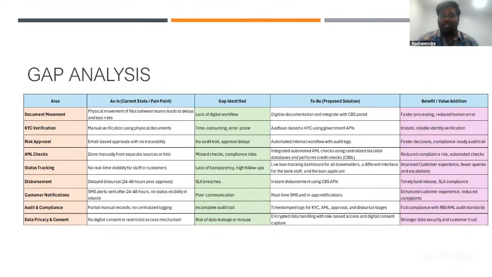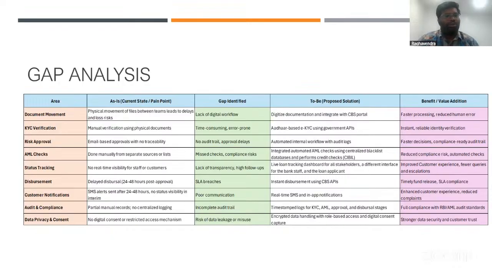And customer notification, I just mentioned there are no notifications in the interim of the loan application. They have to wait until the entire process is done. So it's not gonna be the same case anymore, because every time there is a change in the application, or it's moving to the next step, they have a notification in the system. The customer gets notified where his file is currently being processed.